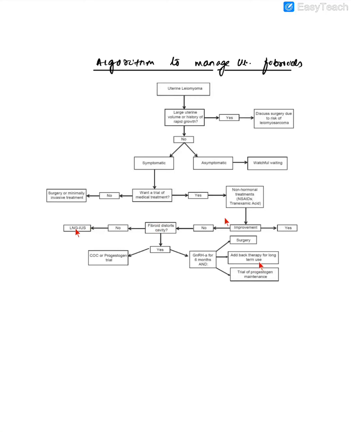We do not put Mirena in a distorted cavity because it increases the chances of expulsion of the IUS. And that is why if the cavity is distorted, we do not go for Mirena. We either go for GnRH agonist for 6 months, or we go for a combined oral contraceptive or progesterone trial. If these do not help, then we go for surgery.